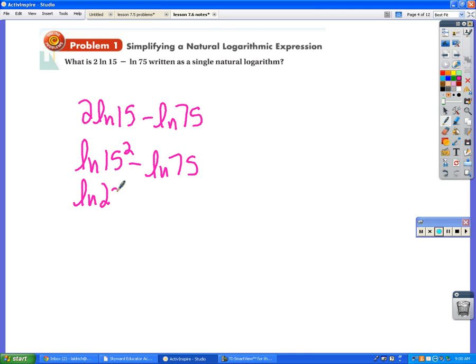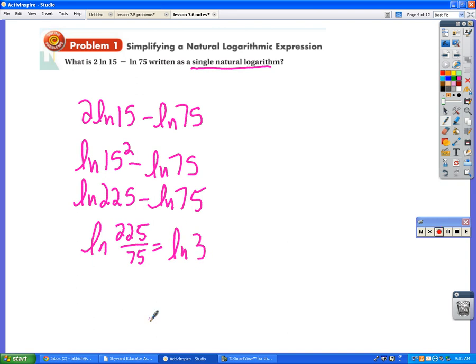225, so I can rewrite that as the natural log of 225 minus the natural log of 75. And then just like when we did the other things, what is subtraction? It's division. So I can rewrite this as a single natural log. It would be the natural log of 225 divided by 75, which is the natural log of 3. Okay? So that can simplify all the way down to that. So same rules apply. Multiplication becomes an exponent, subtraction becomes division, and addition becomes multiplication.